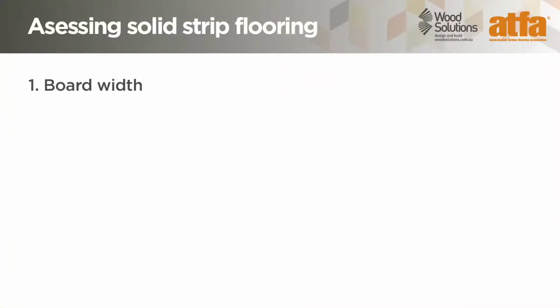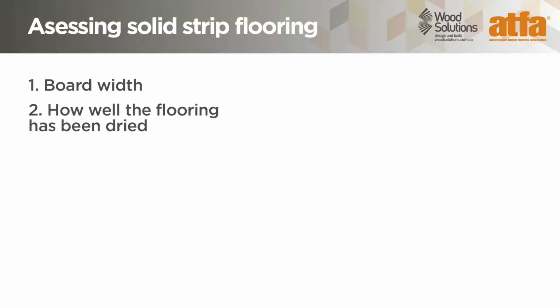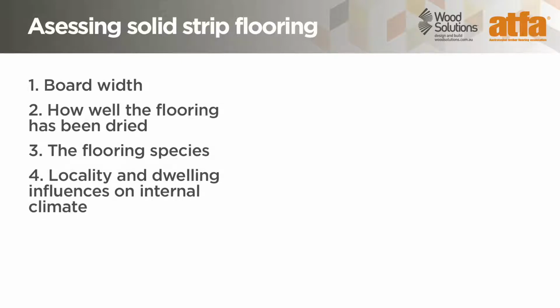When considering acclimatising solid timber flooring, there are 4 aspects that need to be assessed. 1. Board width. 2. How well the flooring has been dried. 3. The flooring species. And 4. Locality and dwelling influences on internal climate.